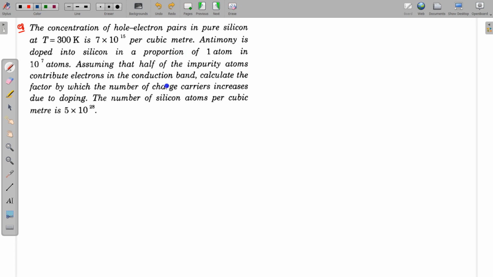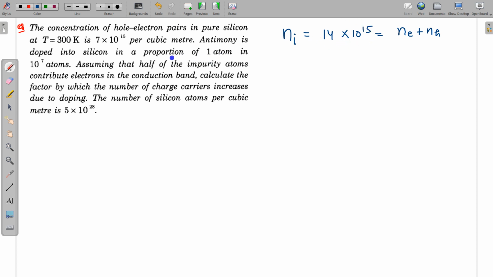So what is the initial number of charge carriers? Let us write it as n initial. So this is the number of pairs. Just double it, multiplied with 2, it is 14 into 10 to the power 15. This is the total number of charge carriers, which includes the number of electrons and the number of holes. So this is the total number of charge carriers per cubic meter.